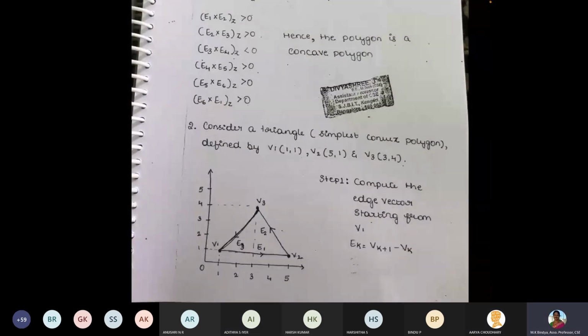Now let us solve one problem. Take down all of you. Consider a triangle that is a simple convex polygon defined by the given vertices V1 is 1, 1, V2 is 5, 1, and V3 is 3, 4. I'll give you 5 minutes. You tell me whether it is a convex polygon or a concave polygon. All of you do it.